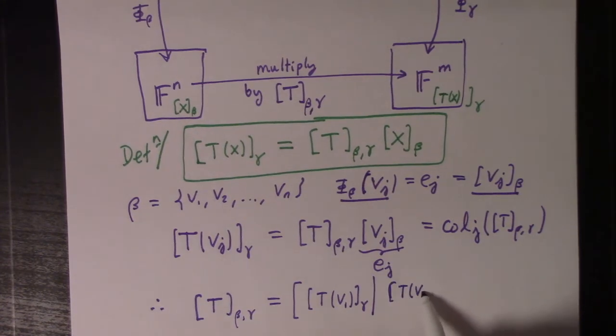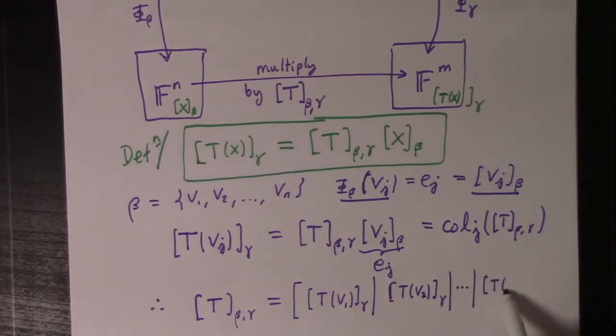Second column, take the second thing in the beta basis. You feed it to the map. You calculate the gamma coordinates of that. Dot, dot, dot. You take the nth thing in the basis. You feed it to T. Calculate the gamma coordinates of that. There you go. That is yet another way.